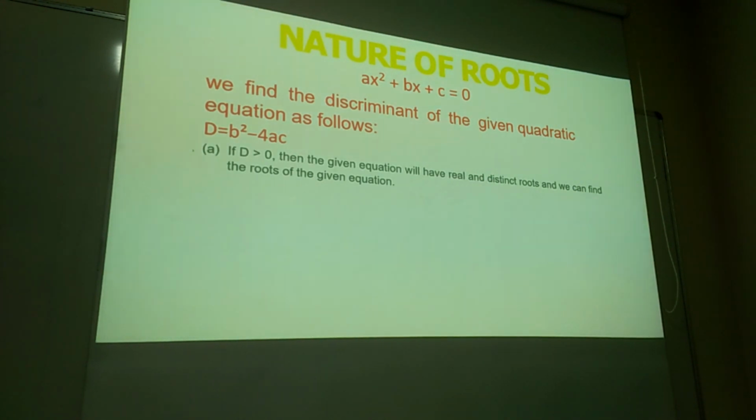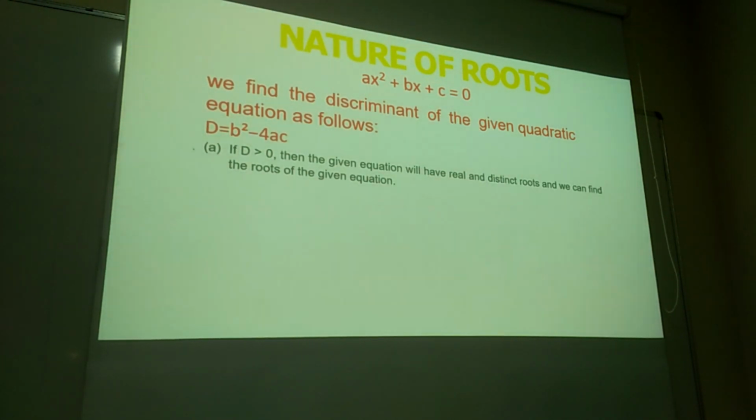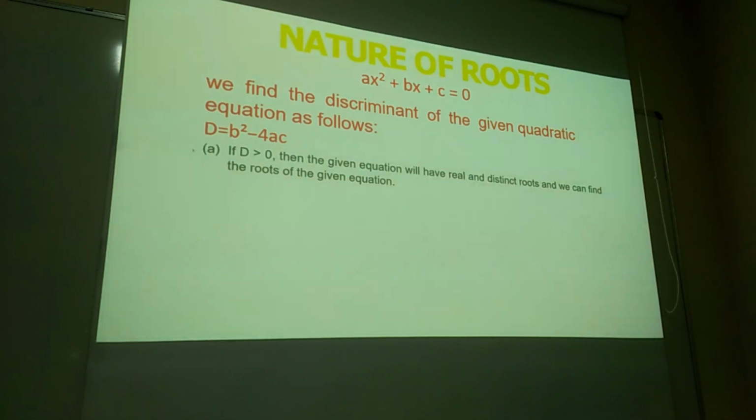If b square minus 4ac, your discriminant, is greater than 0, then what happens? Your roots are real, one thing. And you will be getting 2 distinct roots. That means you will be getting 2 unique roots. That means your roots are distinct if D is greater than 0.